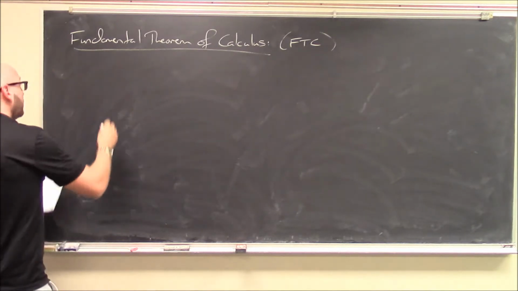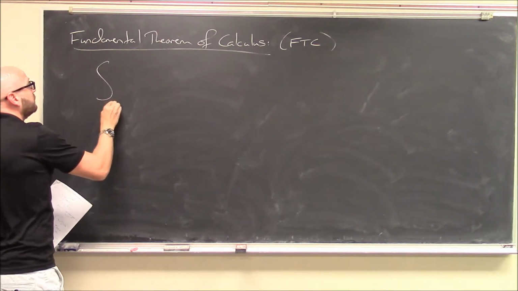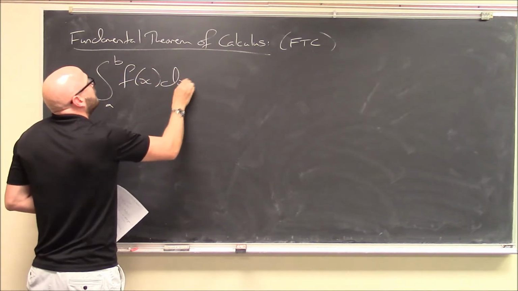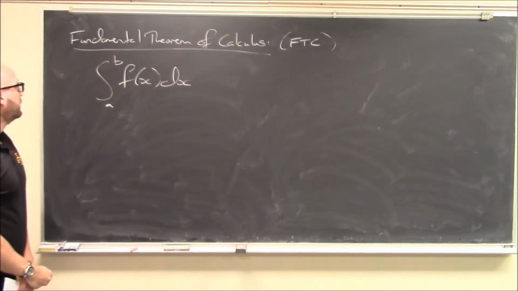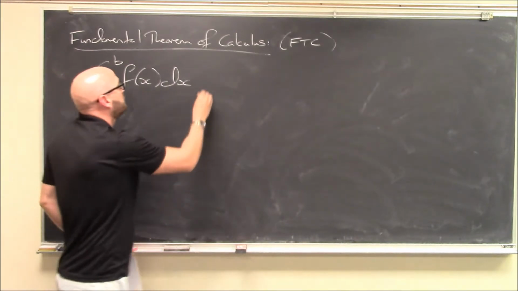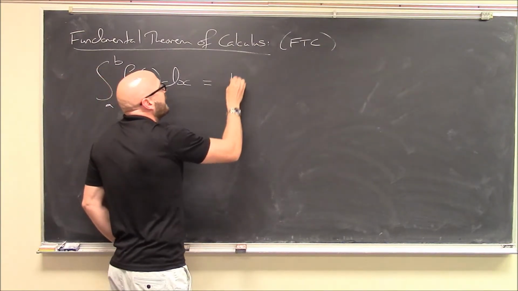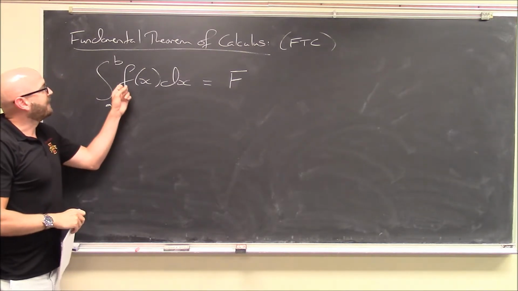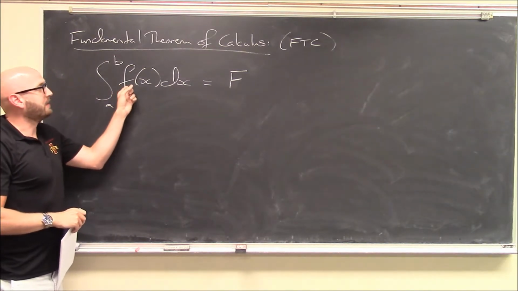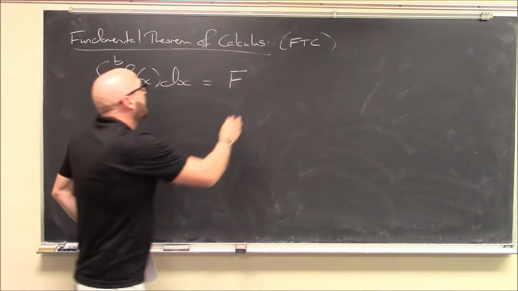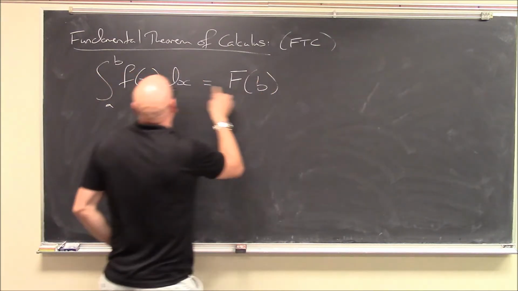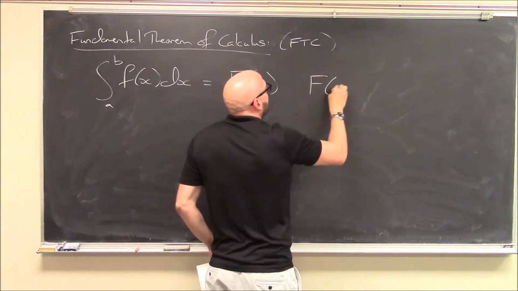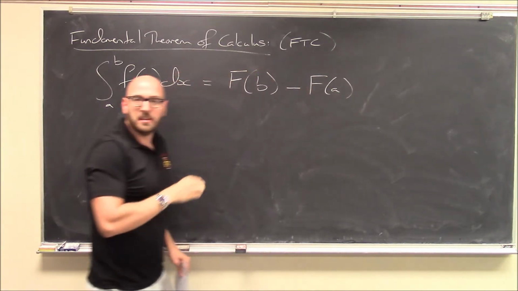And it says the following. If you want to compute this integral of f of x dx, all you have to do is the following. You have to find an antiderivative, hence why we did this antiderivative stuff to start with. You have to find an antiderivative for little f, so big F, evaluate it at the upper bound b, evaluate it at the lower bound a, and take their difference.